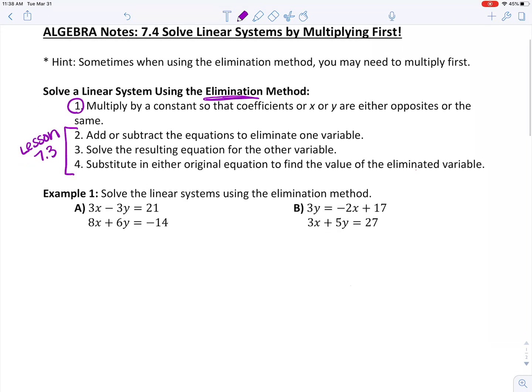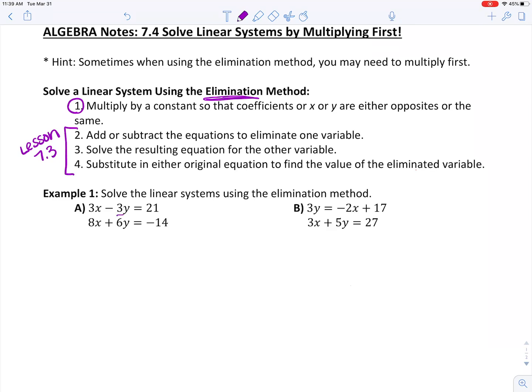If we are using the elimination method, our first step says multiply by a constant so that the coefficients of x and y are either opposites or the same. Typically what I'm looking for is the number in front of the x to either be the same or the number in front of the y to be the same. And in those two, neither the 3 and the 8 or the 3 and the 6 look the same. So what that means is that we need to multiply one of these equations or both of them to get the numbers to be the same.